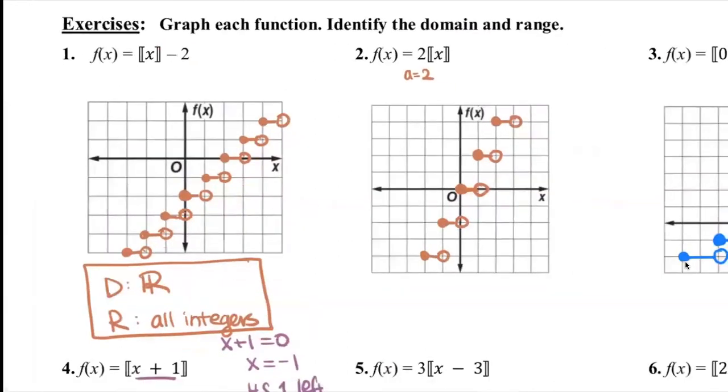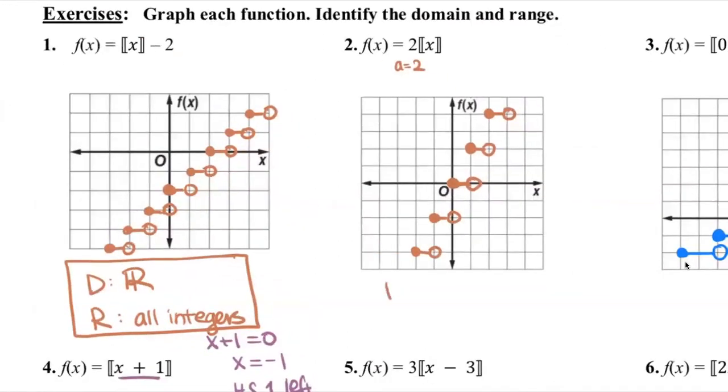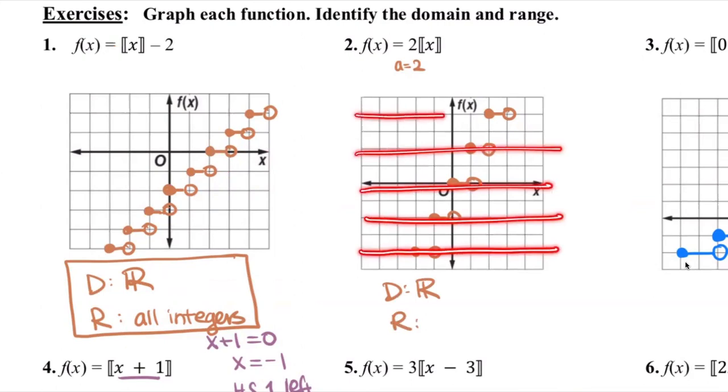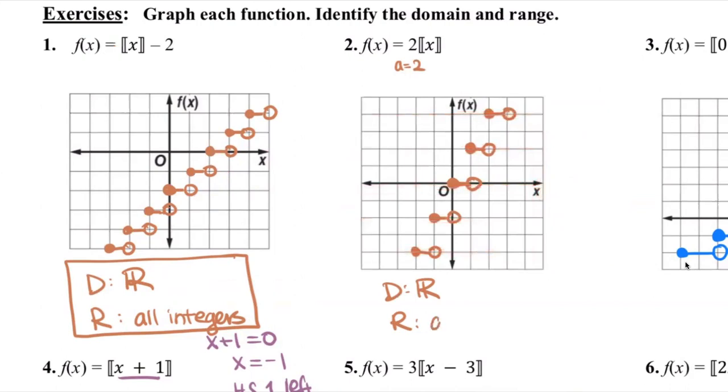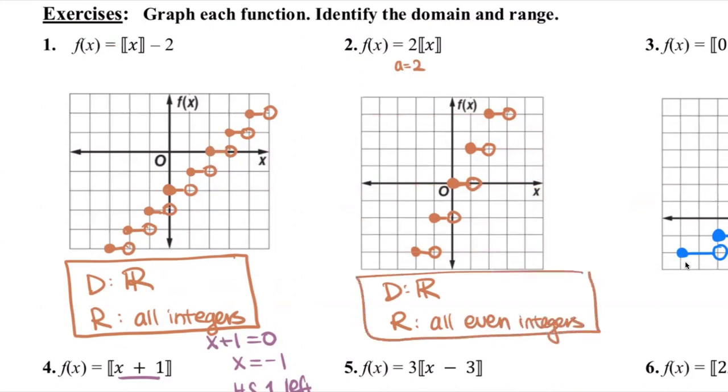All right. This one, domain, once again, all real numbers. The range, I have these numbers that have graphs along the y-axis. So 0, 2, 4, -2, -4. These are even integers. So I'm going to say all even integers for the range there.